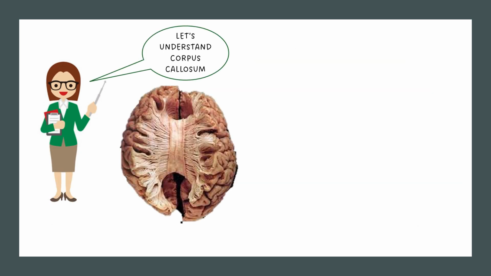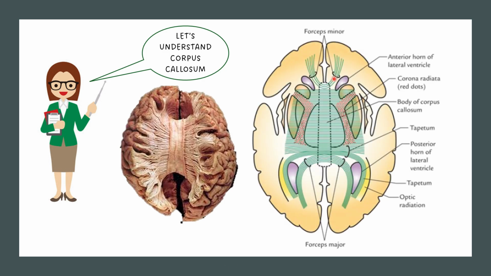Let's now understand the fibers of the corpus callosum. Anteriorly, from the genu, the fibers sweep forwards into the anterior part of the frontal lobe to form a fork-like structure, and this is called the forceps minor. Posteriorly, from the splenium, the fibers sweep backwards above the calcarine sulcus, forming the forceps major. Now this forceps major forms a swelling in the upper part of the medial wall of the posterior horn of the lateral ventricle, and that forms the bulb of the posterior horn.